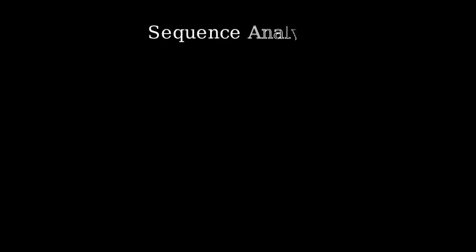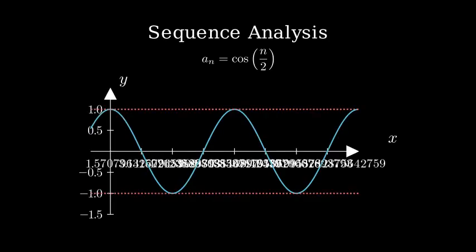Let's analyze whether the sequence a sub n equals cosine of n over 2 converges or diverges. We'll break this down step by step and use visualization to understand what's happening with the sequence. First, let's recall some key properties of the cosine function. The cosine function is bounded between -1 and +1, and it's periodic with period 2 pi.